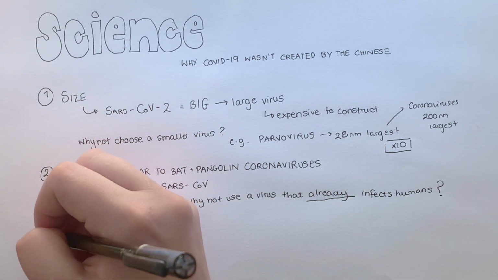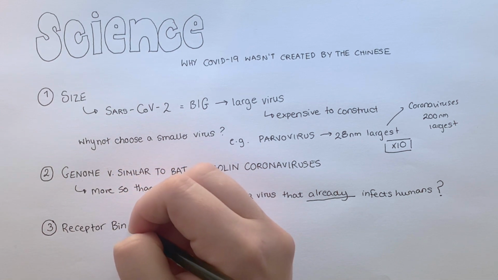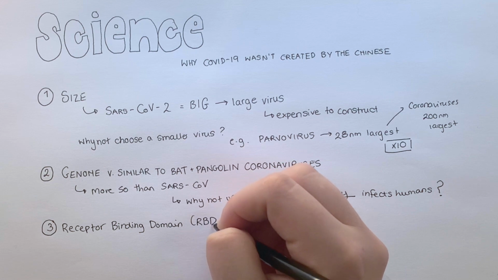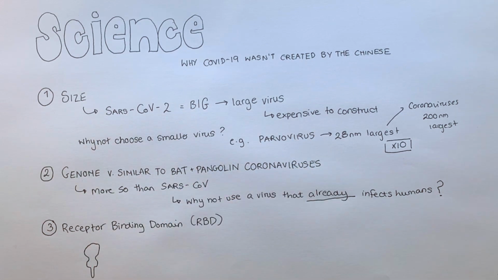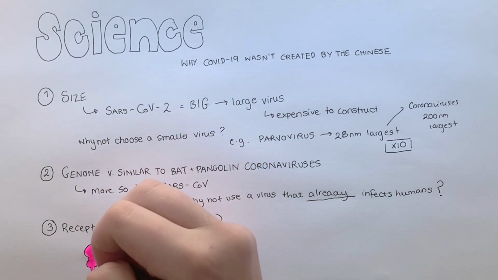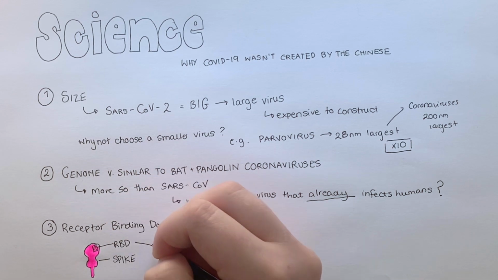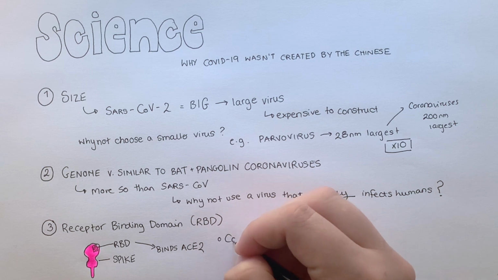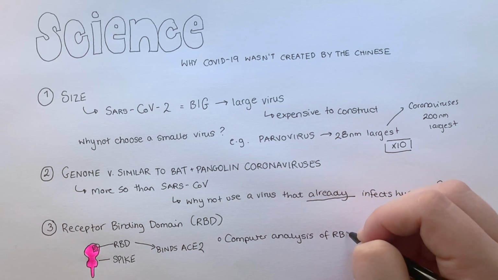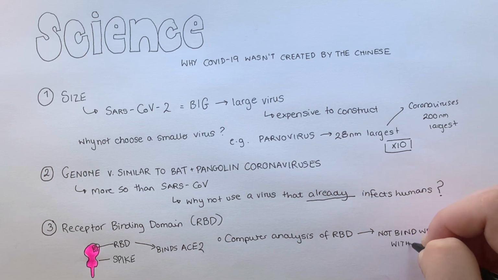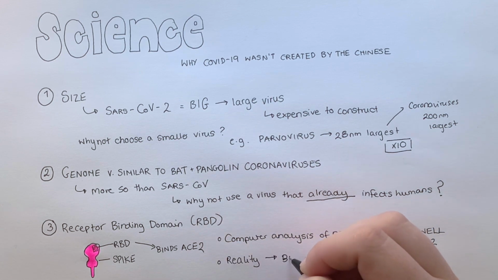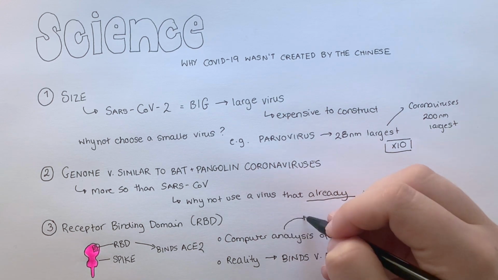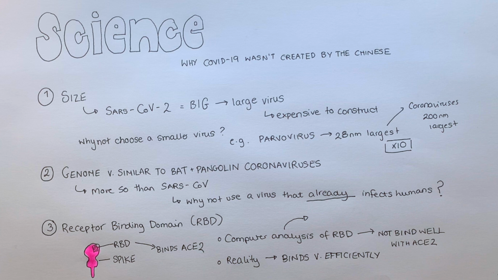But the main scientific reason is the receptor binding domain. So this is where that spike protein, that bright pink protein, binds to ACE2. This is the point at which it binds. So when they ran computer analysis on the receptor binding domain, it said that it would not bind very well to ACE2. It would be poor and there wouldn't be very good entry into the cell. However, in reality, this is not the case. This is one of the very few times where computer analysis can be wrong, and it actually bound so much better than any other construct seen before with SARS.